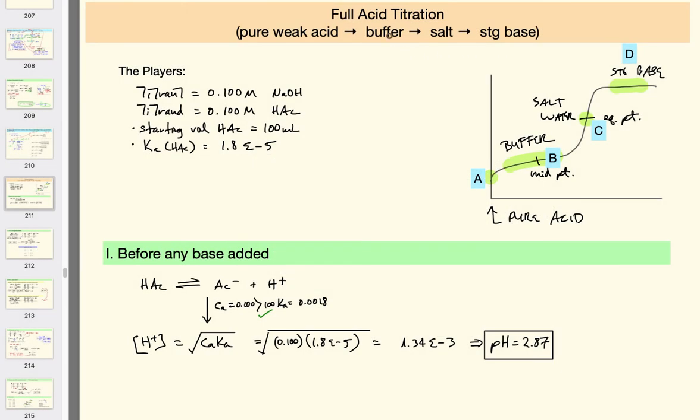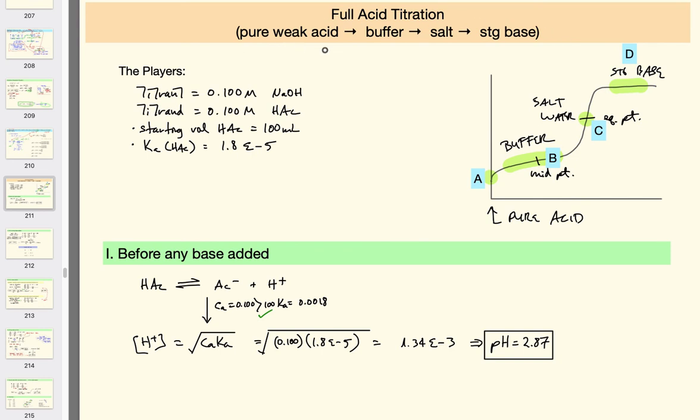Let's move now to a full acid titration. These are great review problems because as one does the titration, they move from a weak acid system to a buffer to a salt solution to a strong base. So in essence, it's a combination of all of the things, or most of the things, that you've learned before.